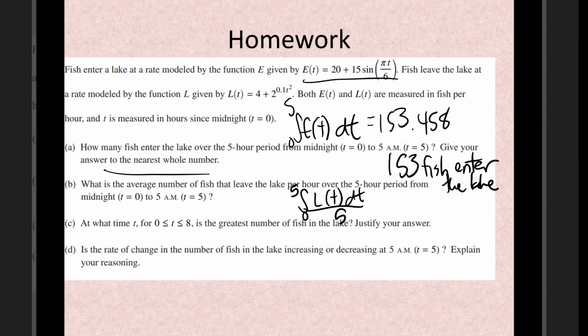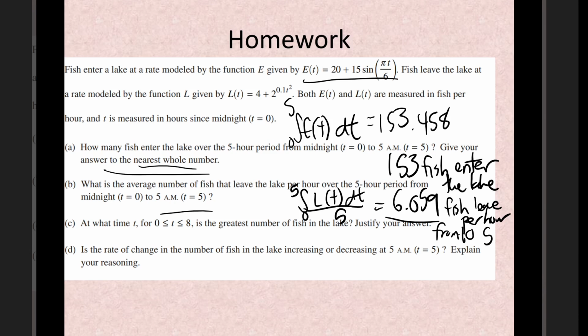This answer, if you do this on your calculator, is 6.059. Something a lot of people did, and just a big PSA based on the ones I've graded, is round this to the nearest whole number. It did not ask you to do it on this question. Just because it asks you in A doesn't mean to do it in B. So it actually wanted 6.059 fish leave per hour from t equals 0 to t equals 5. And it wanted something like that.